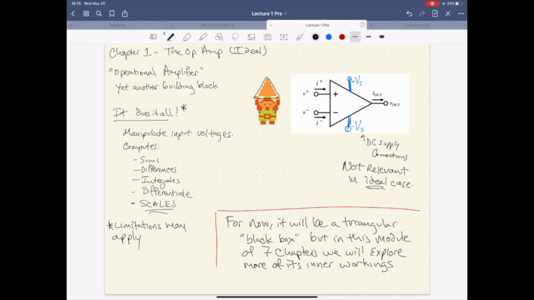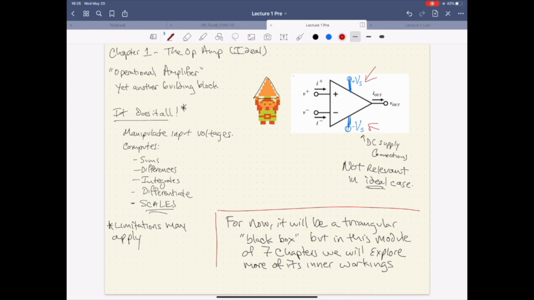In particular, a couple of notes about this before we dig in. These DC supply connections aren't really relevant in the ideal case, but functionally, they're there to keep in the back of your head.